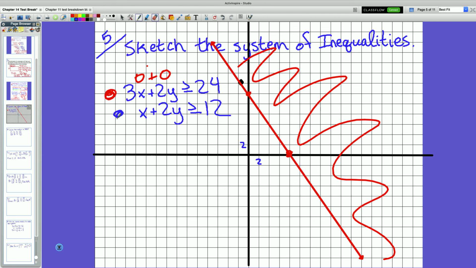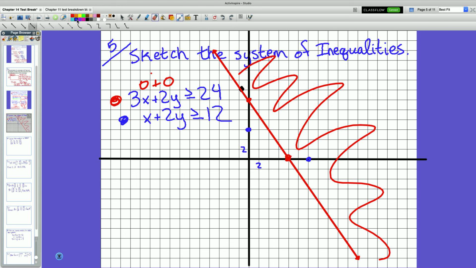Do this one in blue. So I'm going to cover up the x. Boom. 2 and 12. So y has to be 6. 2, 4, 6. Make a dot. Then I cover up the 2y. Boom. x and 12. So x is 12. 2, 4, 6, 8, 10, 12. Boom. Is it solid or dashed? Solid, because it's or equal to. So I'm making my solid line through those 2 dots, just like that.